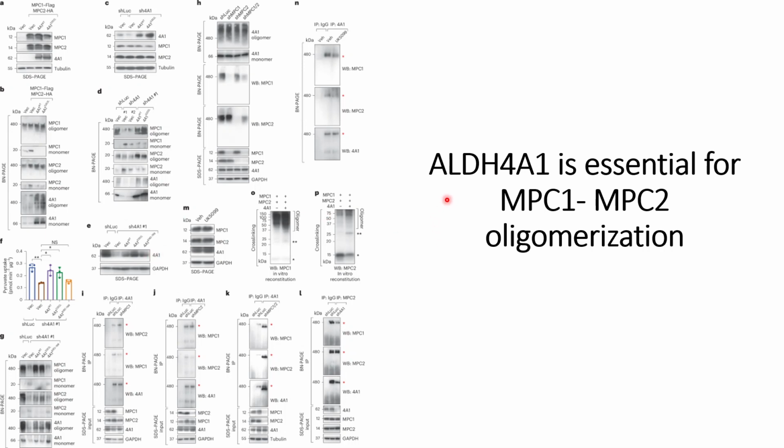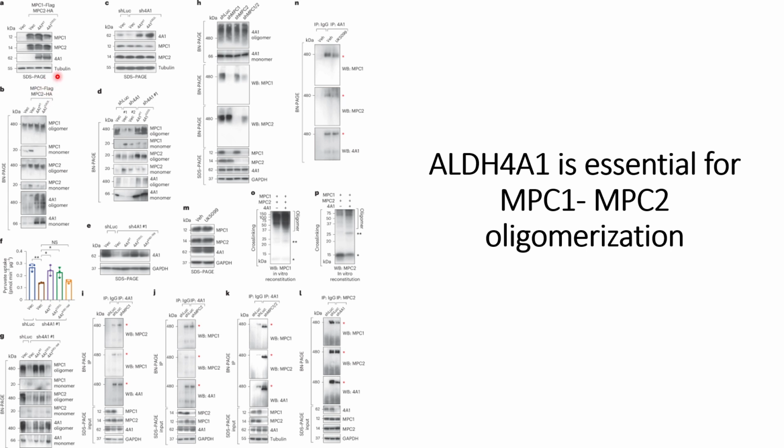In this video, we will discuss whether ALDH4A1 is essential for MPC1 and MPC2 oligomerizations or not. In order to check that, they used a BN electrophoresis assay, which can distinguish between signals for the oligomer of MPC1 or MPC2 and their respective monomer.